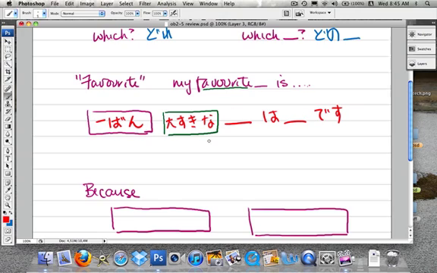But you don't just have to use favorite. You could use any adjective here. So you could say the ichiban omoshiroi, the most interesting, the ichiban hen na item, the most weird. Anything that is in there that you want to describe and that you're using an adjective to describe.